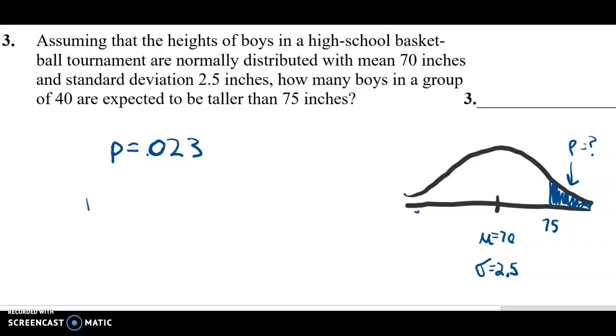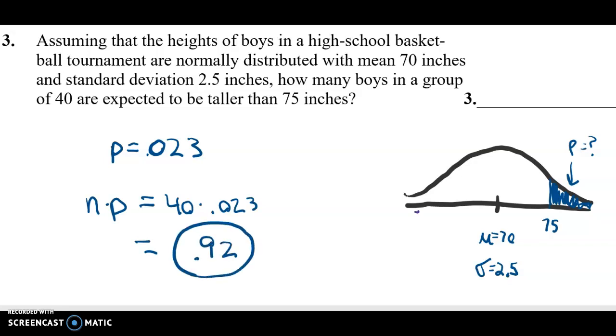So what we're going to do now is find our number of items times P, our probability, or 40 times 0.023, and we'll get an answer of 0.92. So we can expect 0.92 players to be above 75 inches. Once again, an approximation. You can't have an actual portion of a player like that.